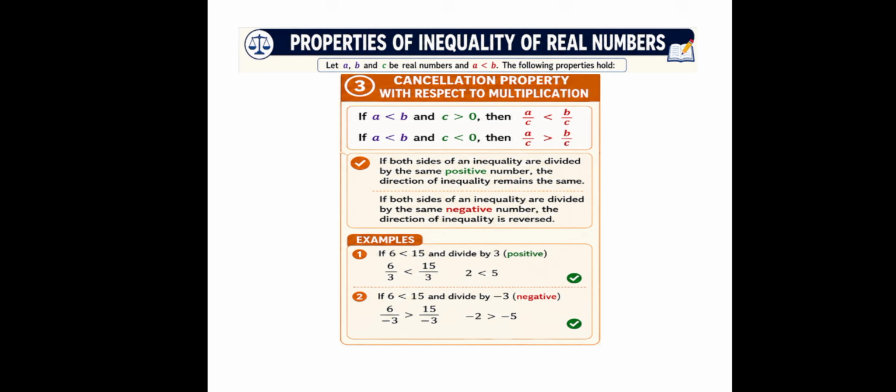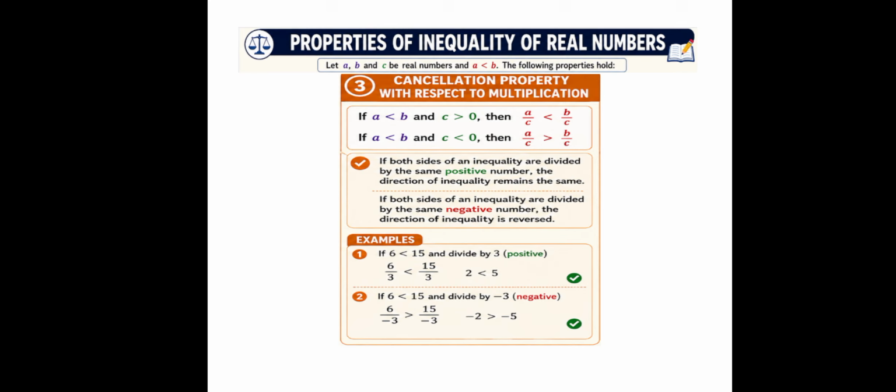Alright, we have two real numbers a and b, the value of a is less than b, and c is a positive number. When we divide a by c and b by c, the sign of inequality remains same. Means if both sides of an inequality are divided by the same positive number, the direction of inequality remains same. For example, if 6 is less than 15 and we are going to divide it by a positive number, positive 3. So 6 divided by 3 is less than 15 divided by 3.